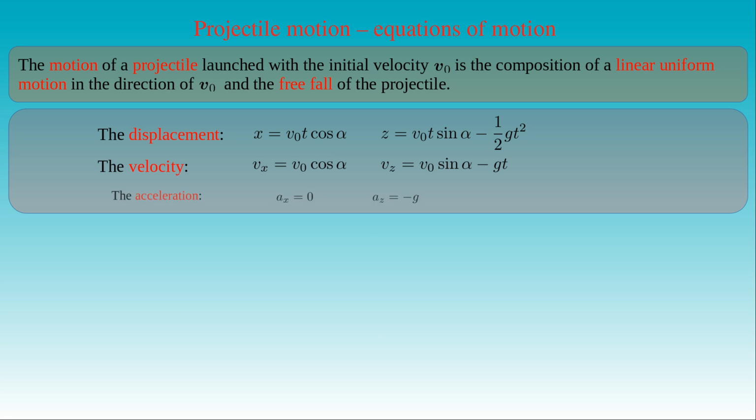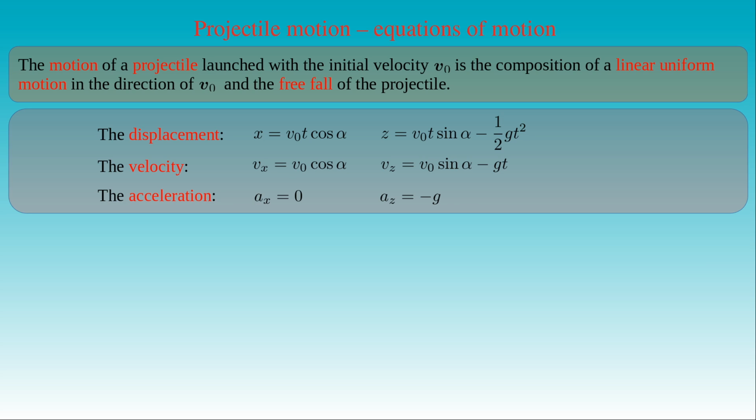The horizontal component of the acceleration vanishes, since we have only the uniform linear motion in the x direction, while its vertical component is equal to minus the gravitational acceleration g. The minus sign indicates that the z-axis and the gravitational acceleration vector point in the opposite directions.